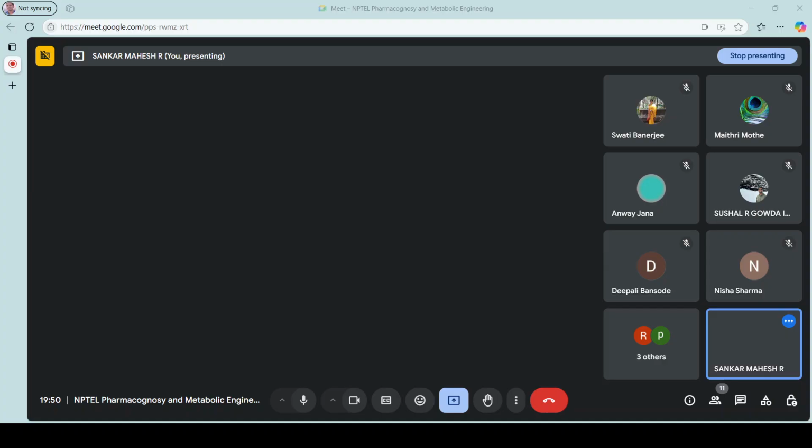The next question is, among the following, which is not a function of plant specialized metabolism? Option A, to induce flowering. Option B, interact with the biotic component of the environment. Option C, help the plants to survive in competitive environment. And option D, synthesis of aromatic amino acids in plants. Whoever knows the answer can unmute and start by mentioning why an option you think is incorrect.